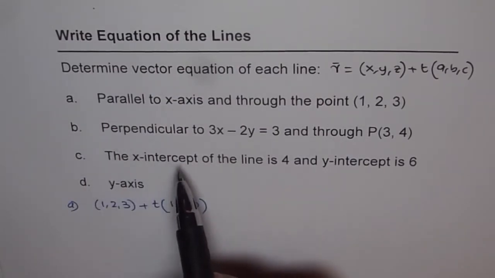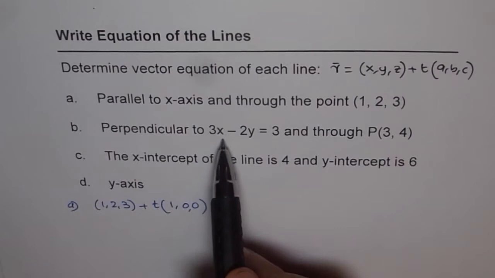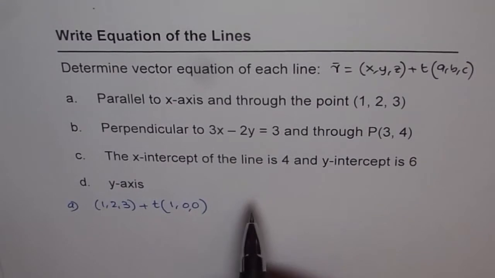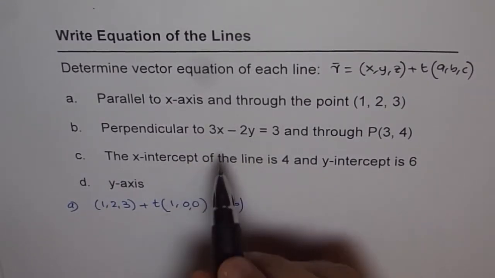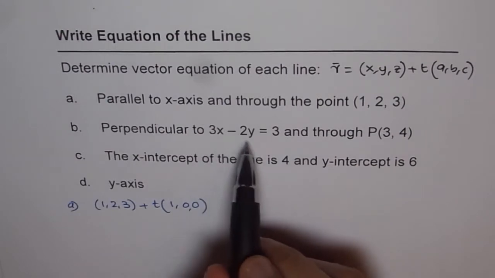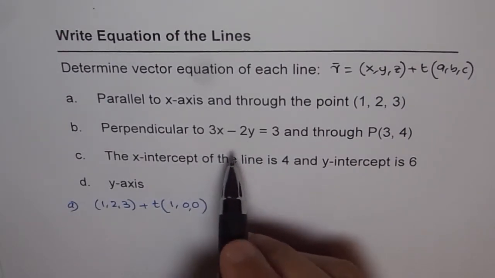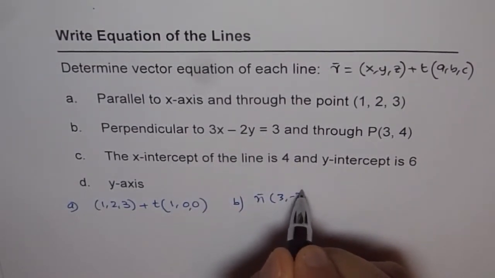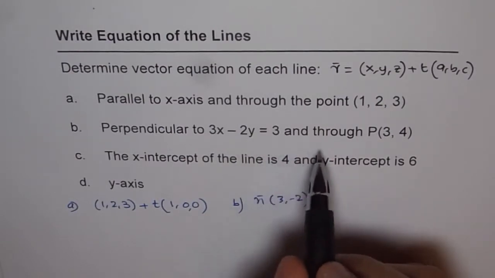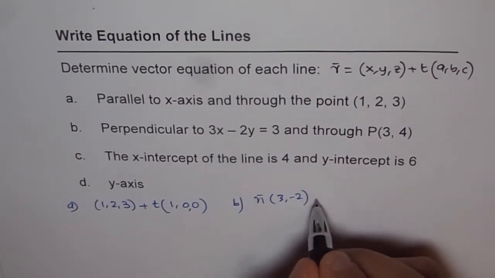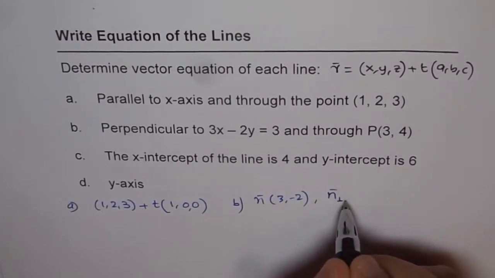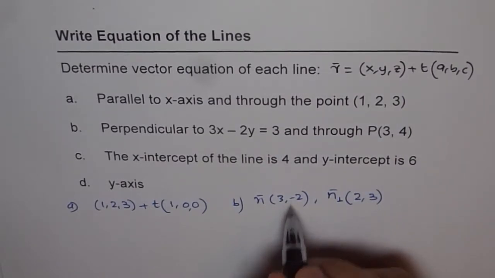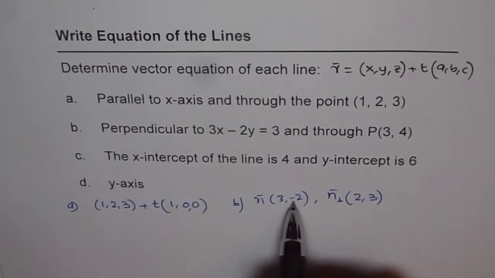Okay, now part B is perpendicular to 3x minus 2y equals 3 and through the point. Now if I have an equation perpendicular to this line, well this is Cartesian or scalar format in which normal is given to us and the given normal is 3, minus 2. Now the line which is going to be perpendicular, its normal will be what? So normal of a perpendicular line should be, we'll just flip it and we get 2, 3 and change one of the signs. So preferred sign to be changed to this one.